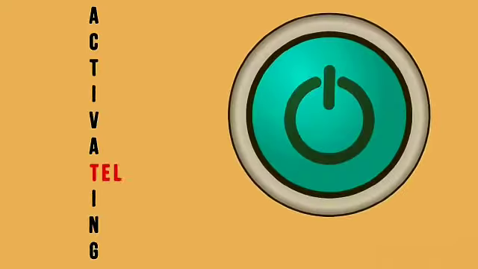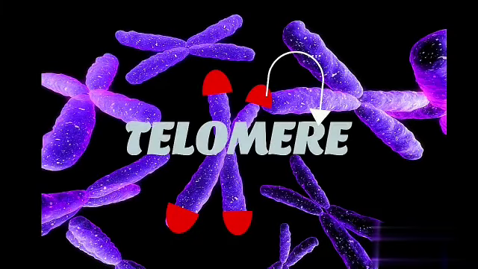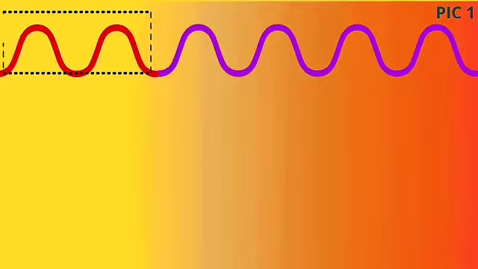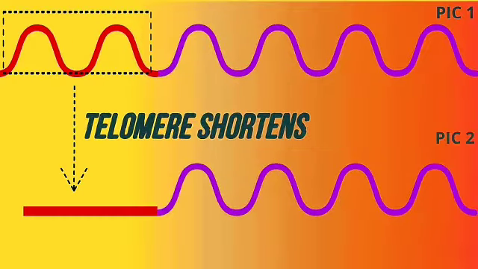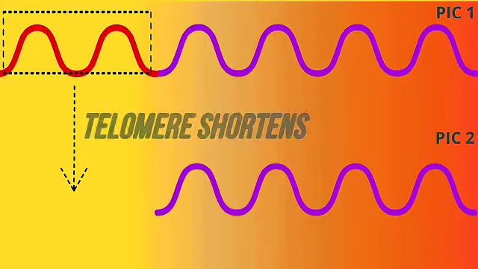Another prominent feature of a cancer cell is its immortality, and this is achieved through the activation of telomerase gene. You see, at the end of a linear chromosome, there are protective caps called telomeres. In a normal cell, telomeres will shorten after each round of replication, so this means there's a limit to how much a cell can divide.